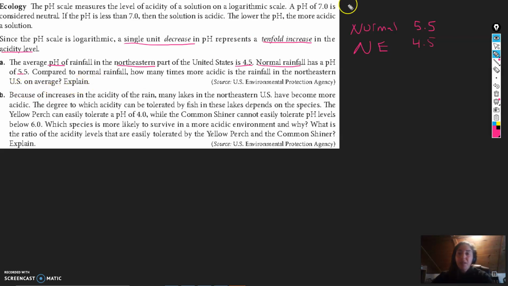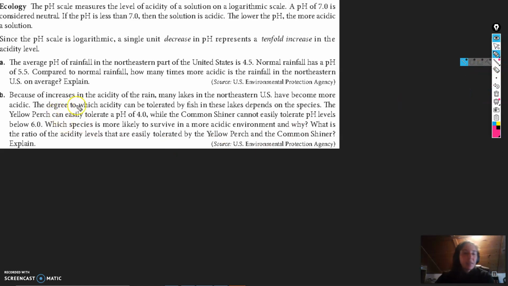So explain. Well, it's a drop of 1 on the pH scale, and as it says right here, a single unit decrease represents a 10-fold increase in acidity. So it's a decrease of 1. So the northeastern rain is 10 times more acidic than normal rainfall. Okay, so 10 times more acidity because it's a drop of 1 on the pH scale. Okay, so that was A.